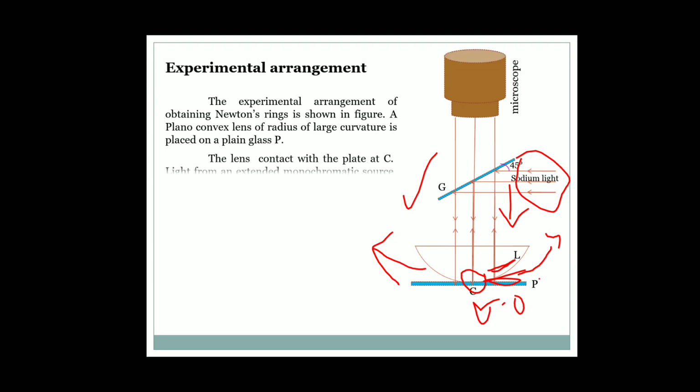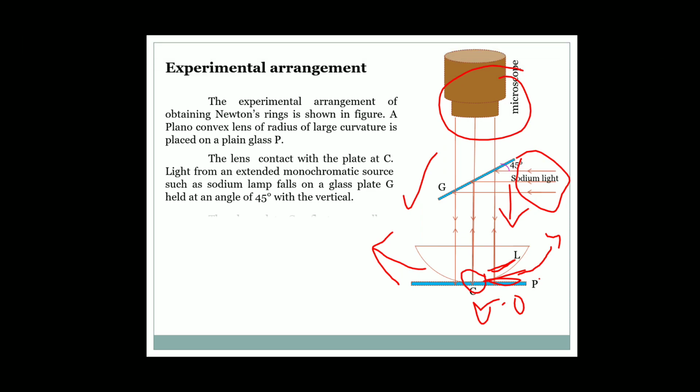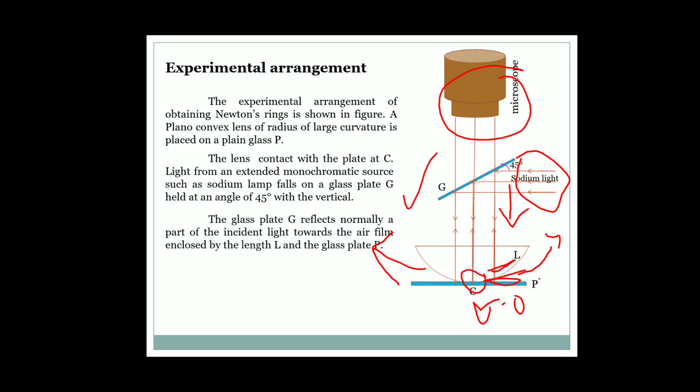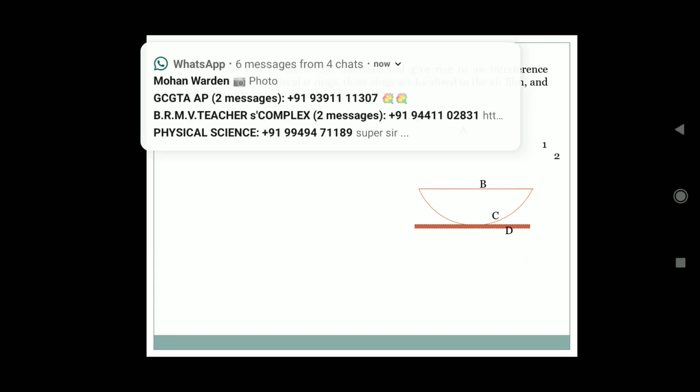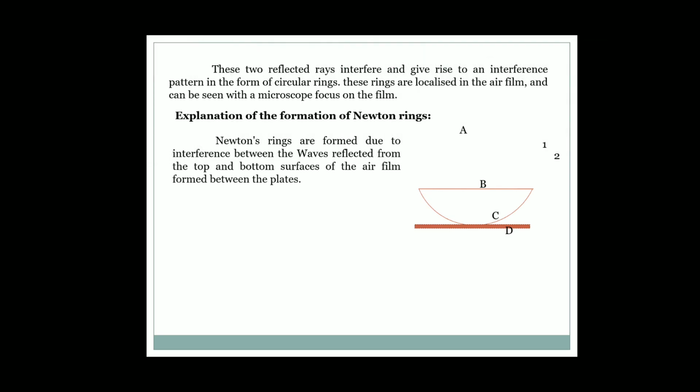These interference rings can be viewed by using the micrometer eyepiece. This is the micrometer eyepiece. By using that we can see the interference fringes. Now these two reflected rays interfere and give rise to an interference pattern in the form of circular rings. These rings are localized in the air film and can be seen with a microscope focused on the film. So how can we explain these Newton rings?